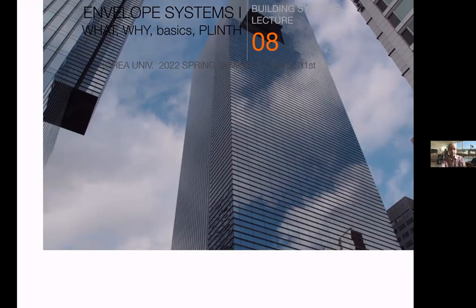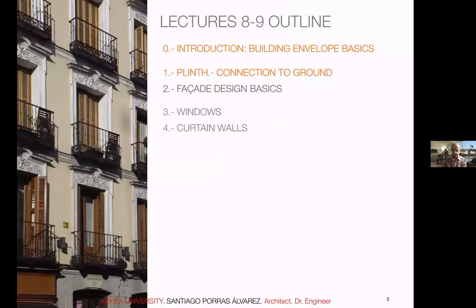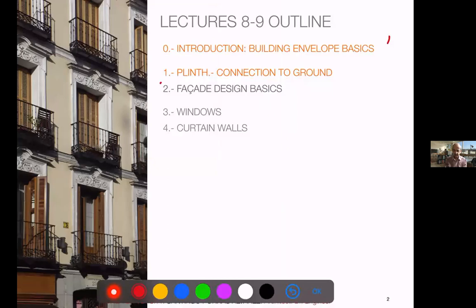In the photo, it is a famous Samsung building in Gangnam, right? One of the cool, expensive, and good quality curtain walls we can see in Seoul. So we will try to go to the introduction, basics, and then spend some time with the plinth. Let's see how far we can go without rushing.